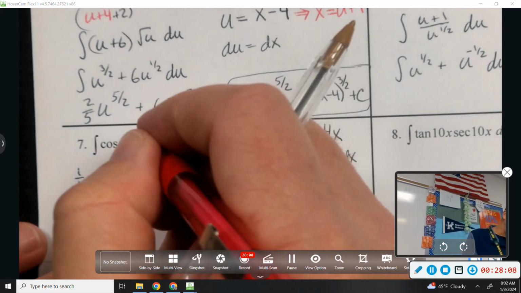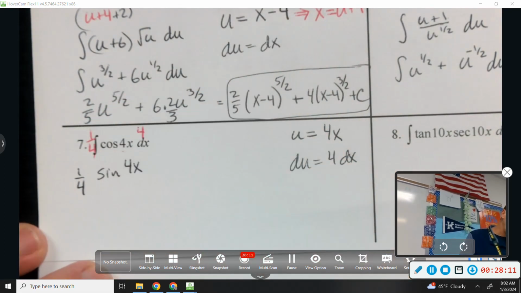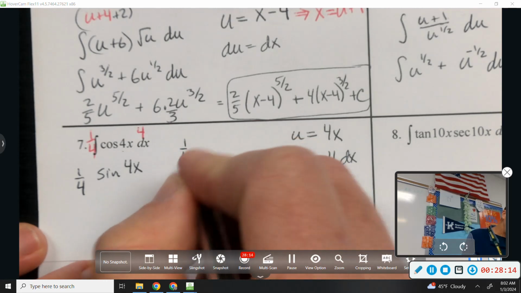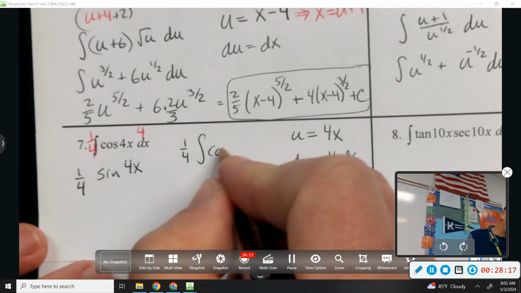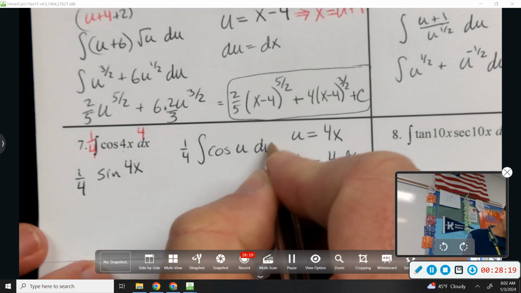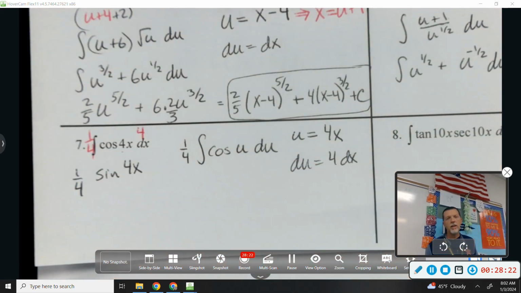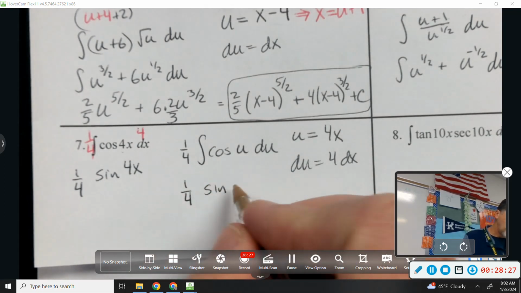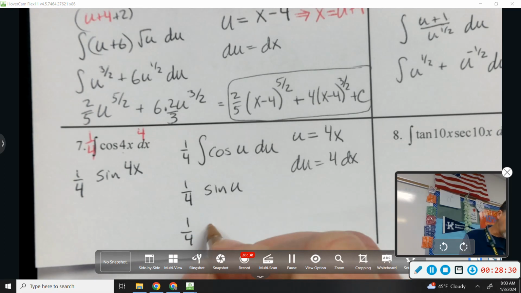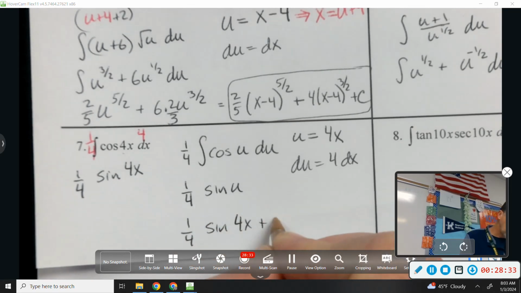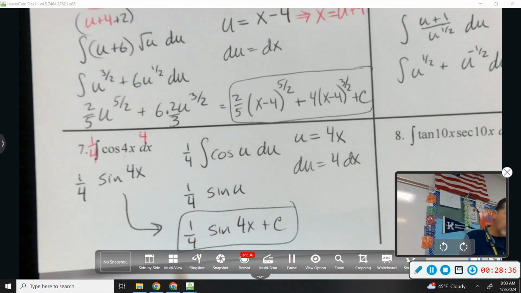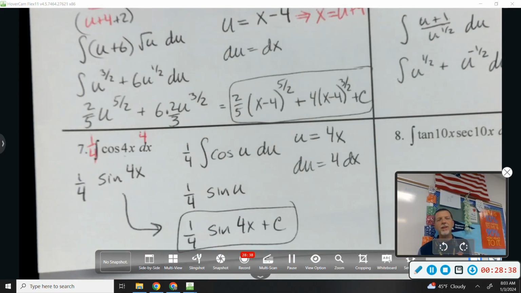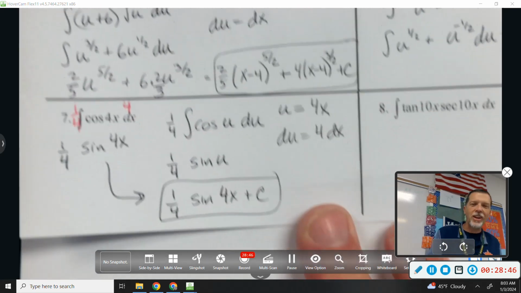So I need a 4 dx, so I'll put a 4 on there and a 1/4 out front. And then I've got 1/4 integral of cosine of u du. And the antiderivative of cosine is sine. And I put 4x back in for u. Again, a lot of people are not going to show the u substitution on that. They're just going to account for the 4 on their own. What they're doing is u substitution. They're just kind of doing it in their head.